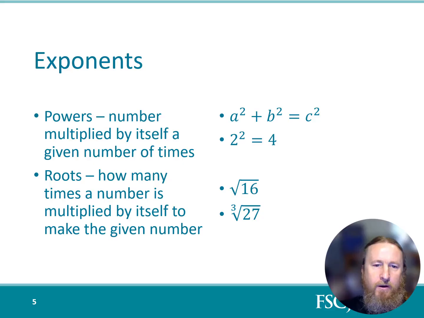Roots go the other way and ask you what number, when written down and multiplied the number of times indicated by the root sign, gives us the number under the root sign. There is no number in that square root of 16. That means we are looking for the square root. And 4 times 4 is 16, so the square root of 16 is 4.